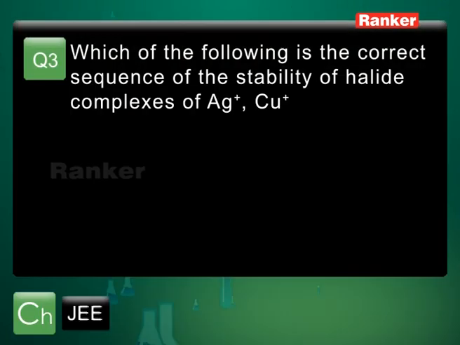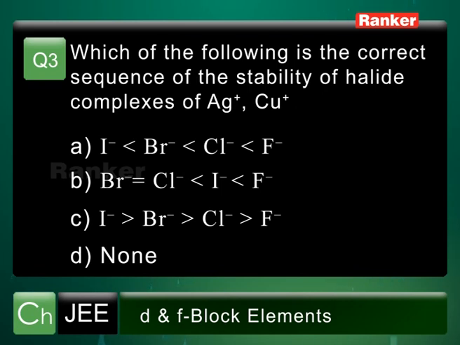Third question: which of the following is the correct sequence of stability of halide complexes of Ag+ and Cu+? Option A is I- less than Br-, Cl-, F-. Option B is Br- equal to Cl- less than I- and F-. Option C is I- more than Br- more than Cl- more than F-. Option D is none.